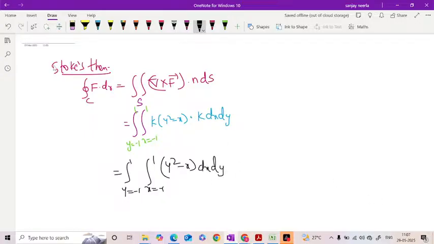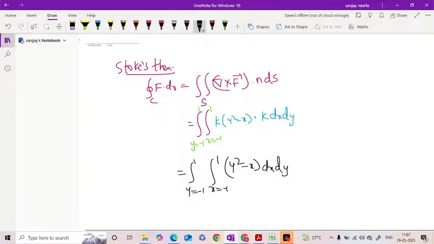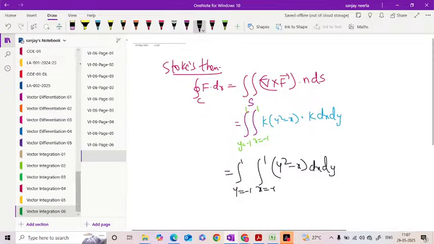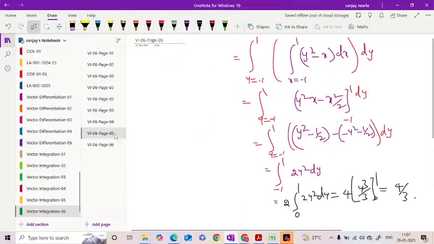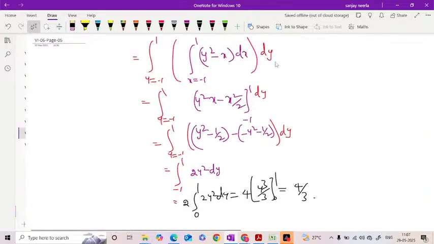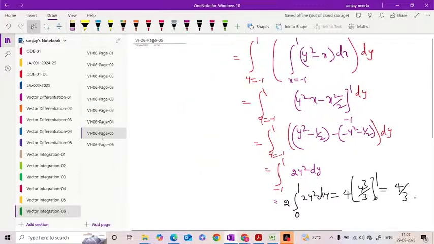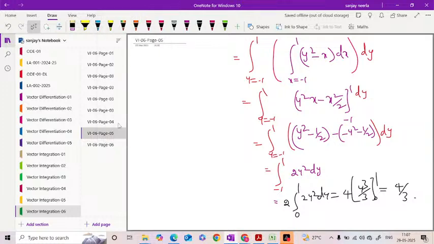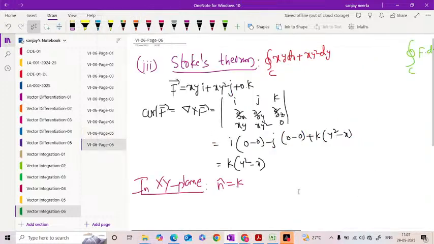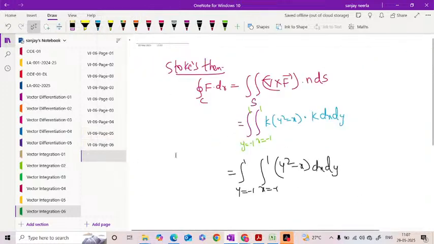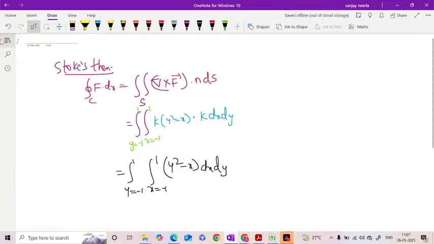Now observe, we already know the double integral of (y squared minus x) dx dy from the previous problem. The result is 4 by 3. I am just taking this result as it is, copying it. So the integration of this one is 4 by 3.